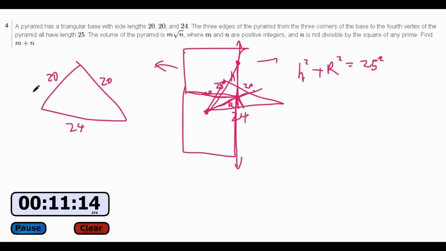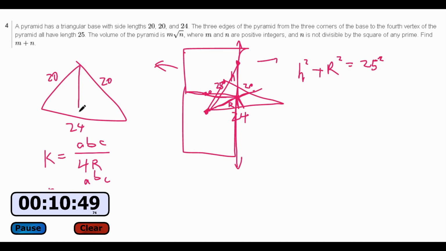Well, we do know that this triangle is a 20, 20, 24 triangle, so we can actually find the circumradius. There are multiple ways to do this, but I think the easiest way is to use the formula that the area, K, of this triangle is equal to a times b times c, the product of the sides, divided by 4R, where R is the circumradius. So in other words, we have that R is equal to abc over 4K.